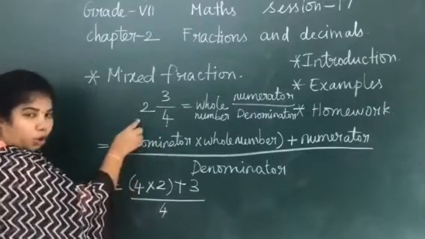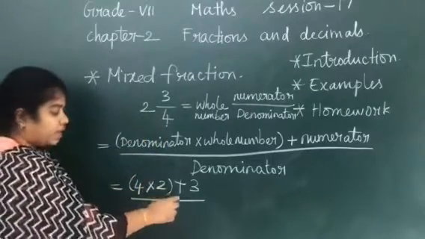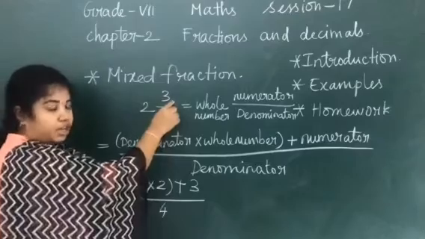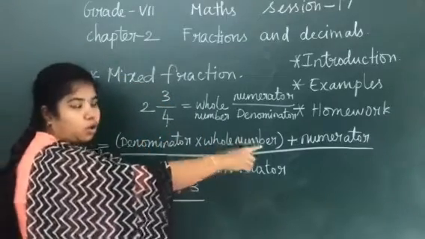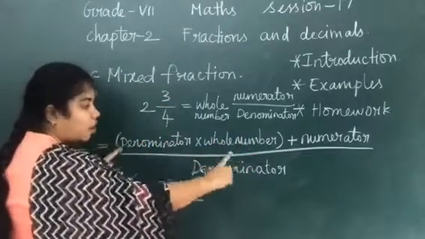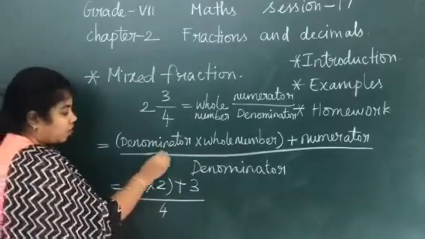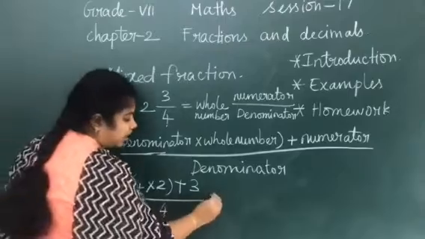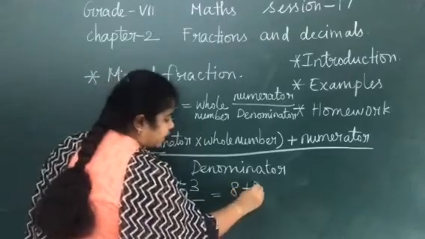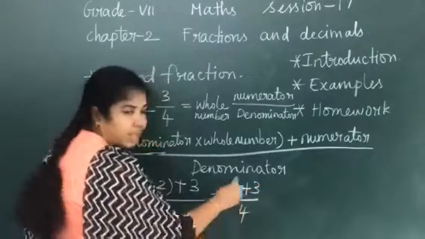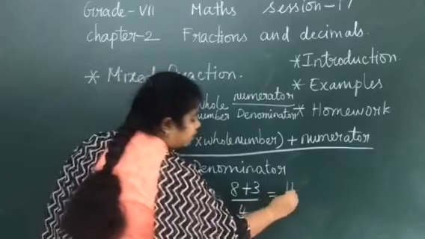Denominator into whole number, the whole product should be added to numerator. You are not supposed to add only the whole number to numerator. The whole product should be added to the numerator divided by denominator. So what is 4 into 2? It is 8. 8 plus 3 divided by 4. What is 8 plus 3? It is 11 by 4.